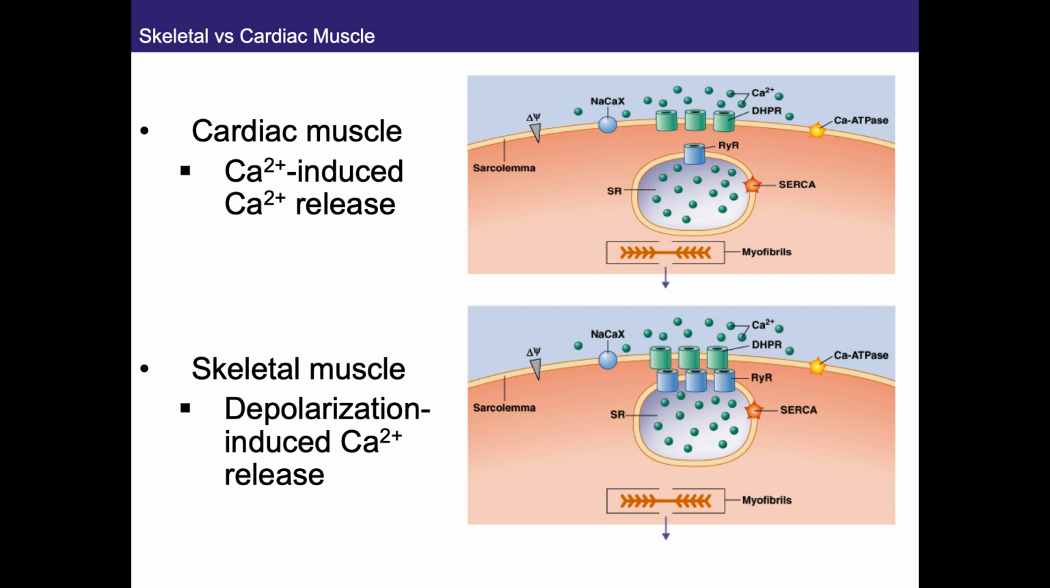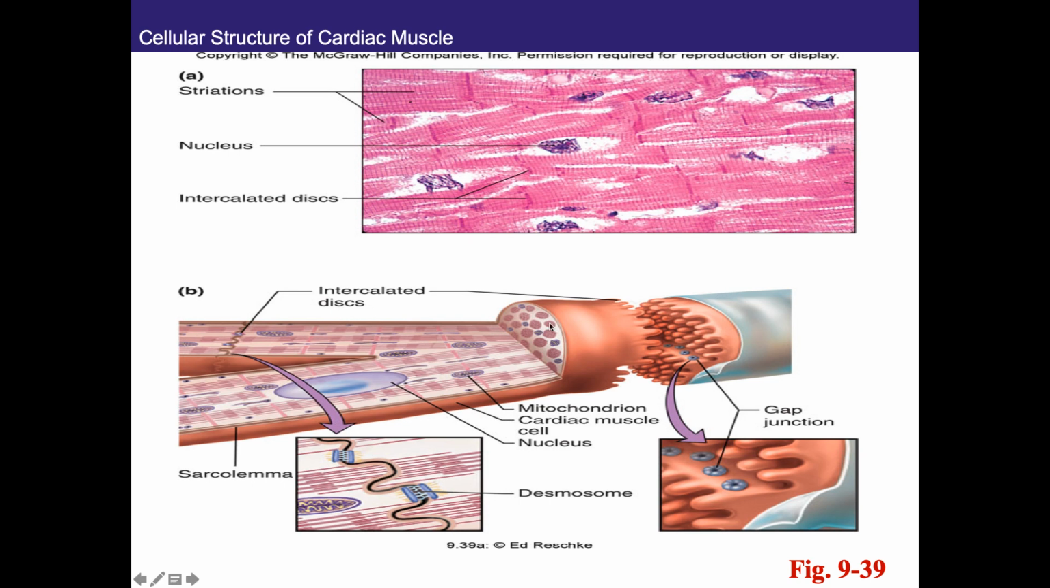So for those of you that are in the lab, you've already looked at slides that show these intercalated discs. These are fibers. This is cardiac muscle again. Fibers are long, and they're connected by these intercalated discs. This is where all the gap junctions are.